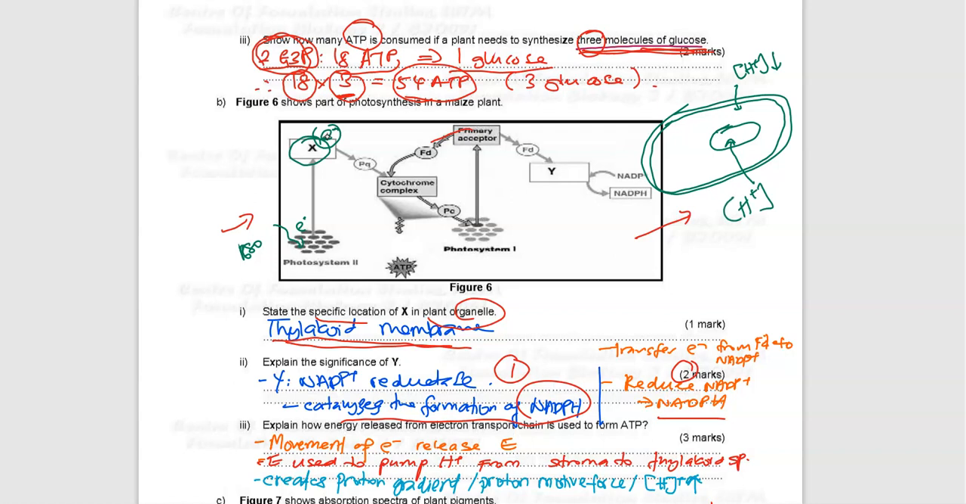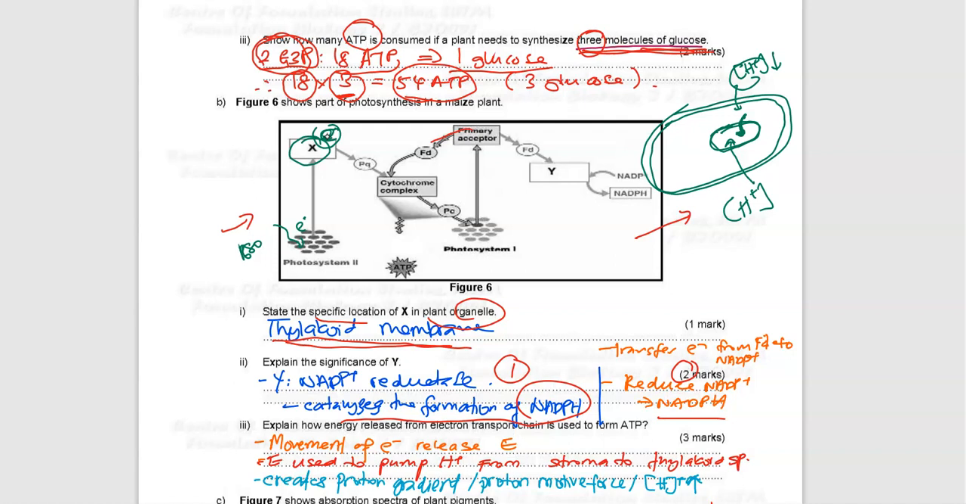So in order to concentrate the hydrogen ion into the thylakoid space, the hydrogen ion in the stroma has to be pumped into the thylakoid space. The source of energy to pump the hydrogen ion from stroma into the thylakoid space comes from the transfer of electron. So the transfer of electron will release energy to pump hydrogen ion from stroma into thylakoid space, so that the thylakoid space has a high concentration of hydrogen ion.